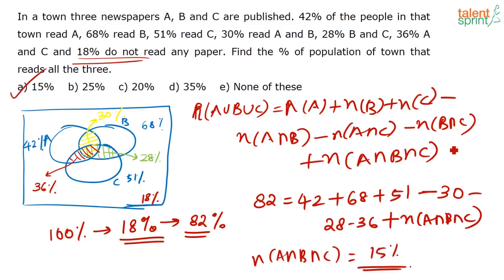And how do we arrive at this formula? This formula is very easy to understand. If you understand it, you needn't memorize it. N of A means this full circle you are considering. N of B means this full circle. N of C means this full circle. So if you see this part, we are adding it in N of A and N of B. And this part we are adding in N of A and N of B. Similarly, this part we are adding in N of B and N of C. So that is why we are subtracting it. And finally you have to add this. So the answer for this question is 15%.